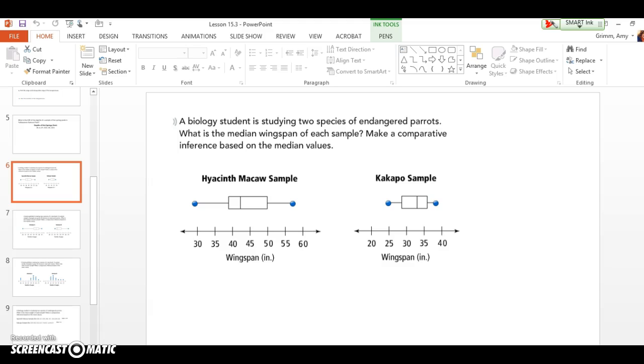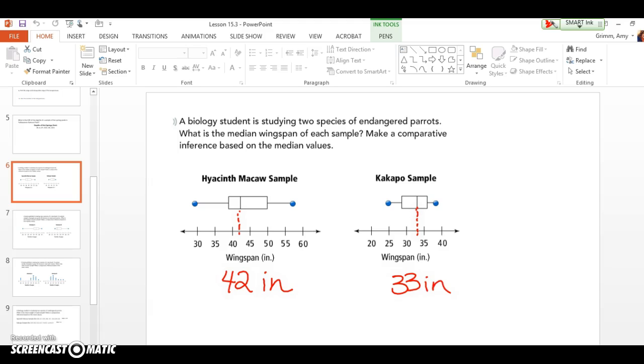I wouldn't say 45. 45 would be right here. Oh, there's a line. 42. 42. There you go. Somewhere in here. So whatever you want to say that is, 42 maybe. Okay, 42 inches. All right. The second parrot has what? 33-ish? Okay, I can go with that. Or 34. That would be fine too.